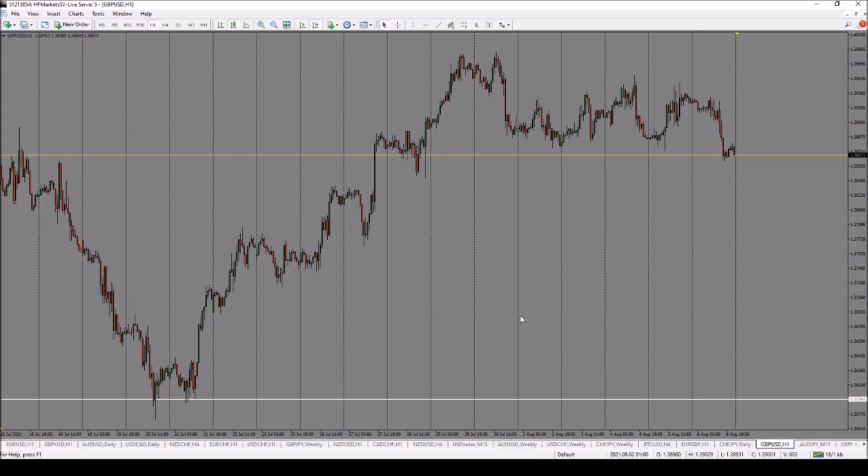So this is pound against dollar, and we want to illustrate the order blocks and how we could actually make use of them. So this was the lowest point, and this is on the H1 time frame. From the lowest point, we can see that we had a flow, a pullback, and then a flow. From this point, we can see that this one was the last candlestick.